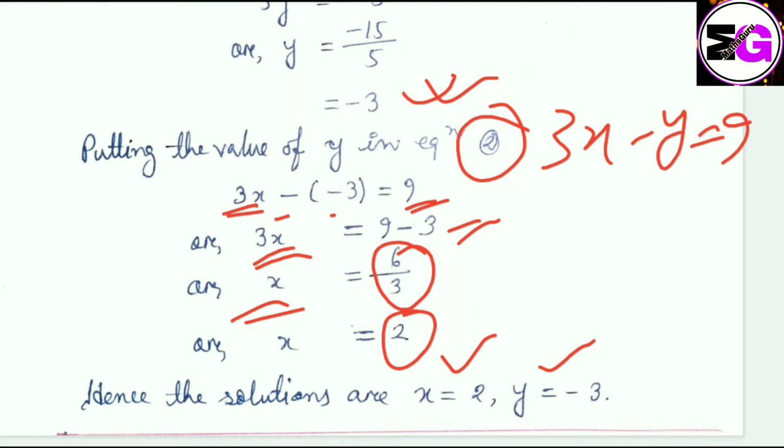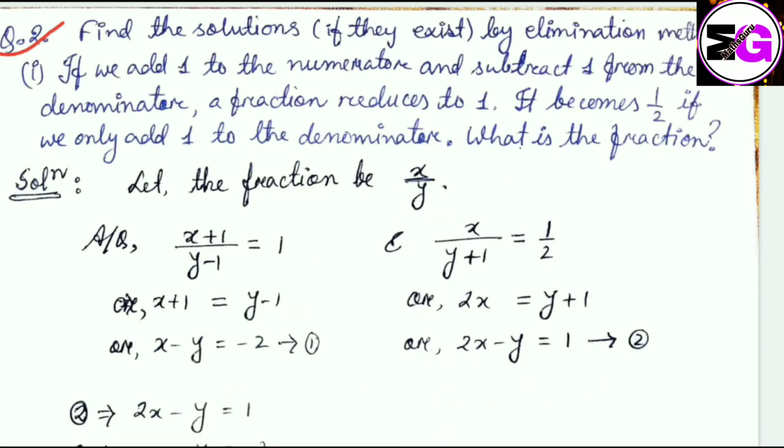Please write in the comment box, I'll try to solve it. Okay, moving to the next problem. Number 2: find the solutions, if they exist, by elimination method. If we add 1 to the numerator and subtract 1 from the denominator, a fraction reduces to 1, it becomes 1.